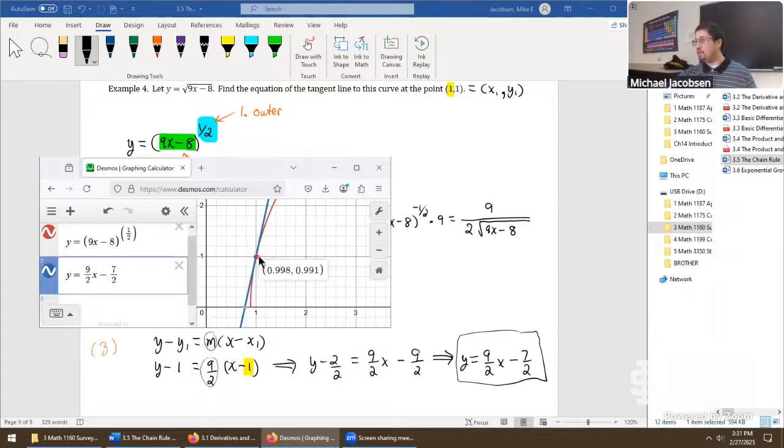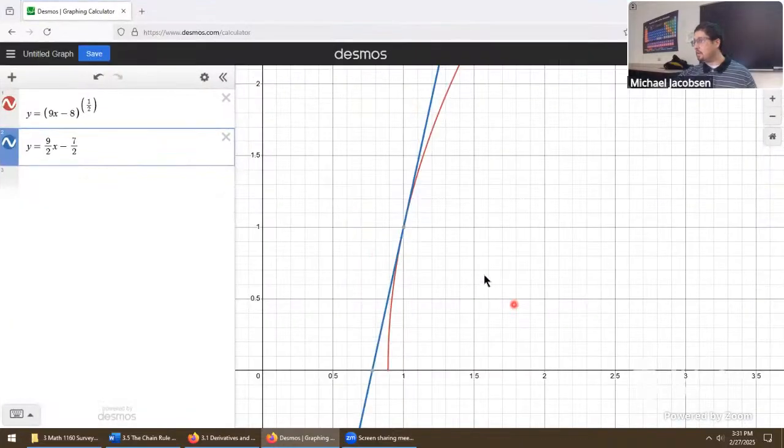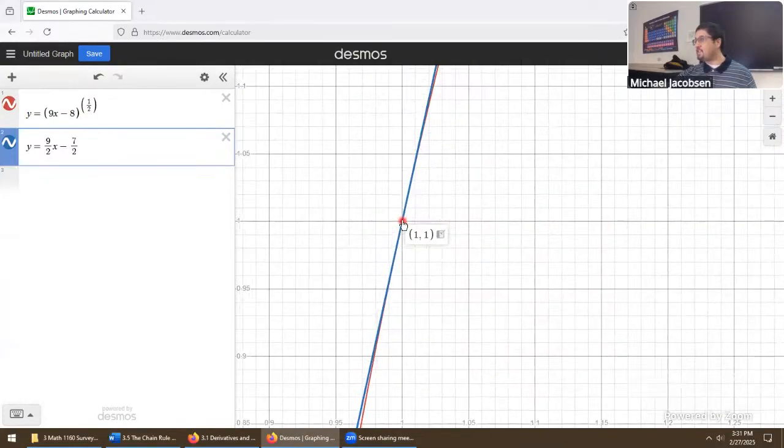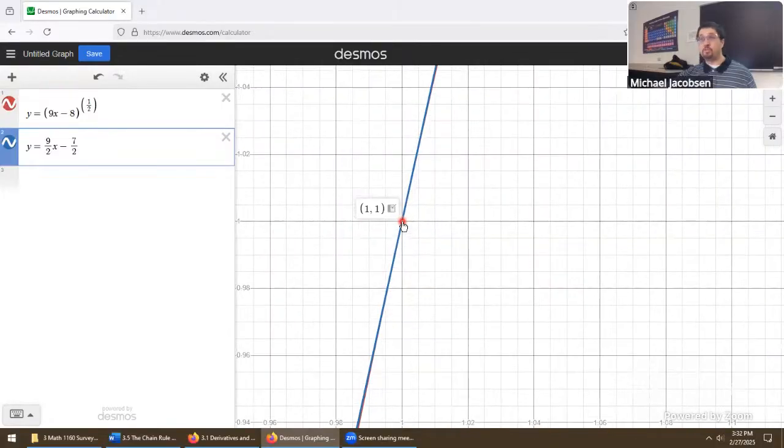At (1, 1), let's get a really good look at this. That really does look tangent. But these curves are deceptive. What you really want to do is go to (1, 1), zoom in on this thing, and the pattern you should see is the lines get closer and closer the more we zoom in.